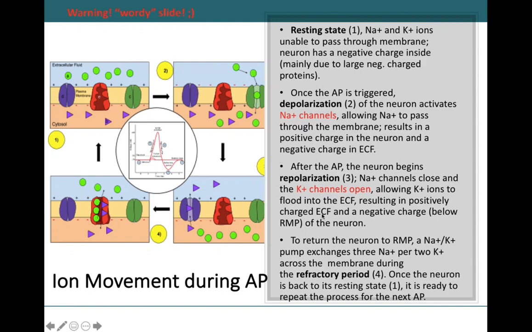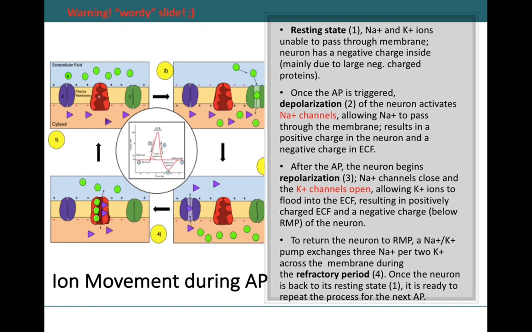This repolarization stage will be followed by the hyperpolarization stage, which is just denoted by the slow closing of our potassium channels. And eventually, in order to restore those concentrations of sodium and potassium on the outside and the inside of our cell, we're going to use the sodium-potassium pump to trade 3 sodium and 2 potassium across the membrane. This is occurring during the refractory period, also known as hyperpolarization.